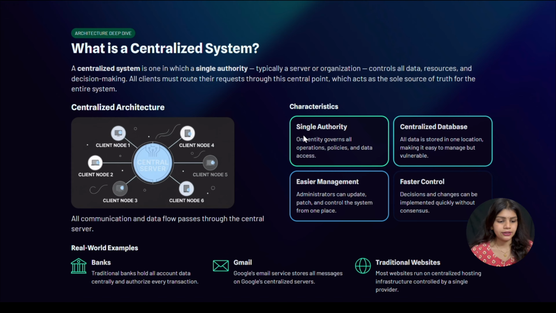The characteristics are: a single authority only, and a centralized database, where only the central server maintains the database. Management is easier, as administrators can update, patch and control the systems from one place. Control is faster, as decisions and changes are only implemented in the central server. Real world examples are banks, Gmail and traditional websites. This centralized system is more similar to client server architecture, which is the reason I explained that.